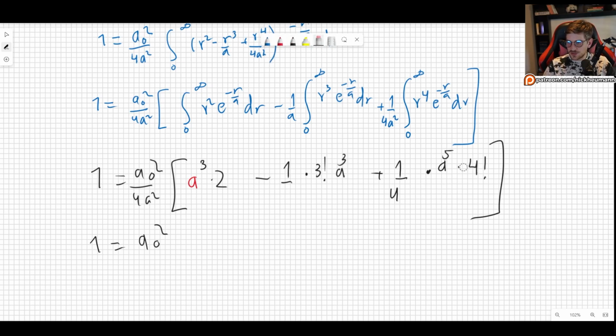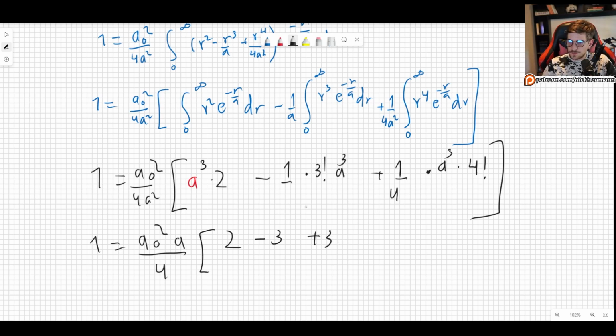This thing here also gives us a cubed, so we can factor it out and cancel it with this a squared. So we get a0 squared, a divided by 4, and then we have 2 minus 3, and then plus 3, right? Because this is 4 factorial divided by 4, that's 3 factorial, which is actually 6. So let's be very careful.